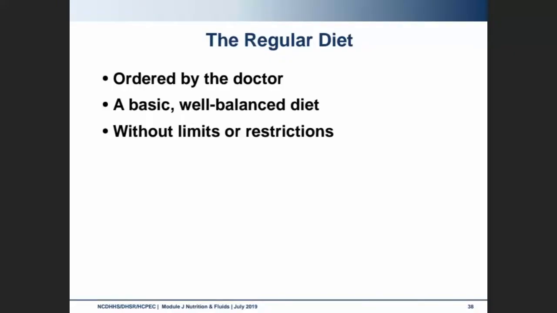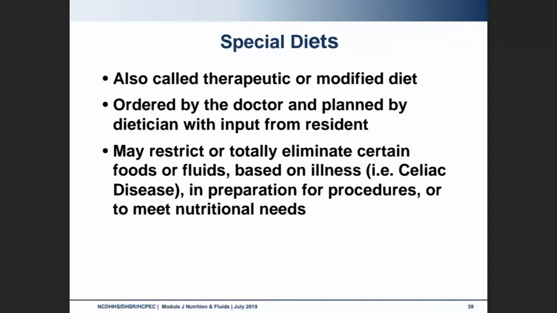The regular diet, this is also, like I mentioned, ordered by the doctor. It's a basic, well-balanced diet without limits or restrictions. Special diets, which may also be called therapeutic or modified diets, are also ordered by the doctor. And then once the doctor orders a special diet, that's going to get the dietitian involved even more closely. They're going to plan this meal and they're going to get input from the resident. Because if I now have restrictions on what I can eat and drink, I need to find things that I'm still going to be interested in, that are still going to be appealing and appetizing to me, so that I know I'm getting the nutrition that I need.